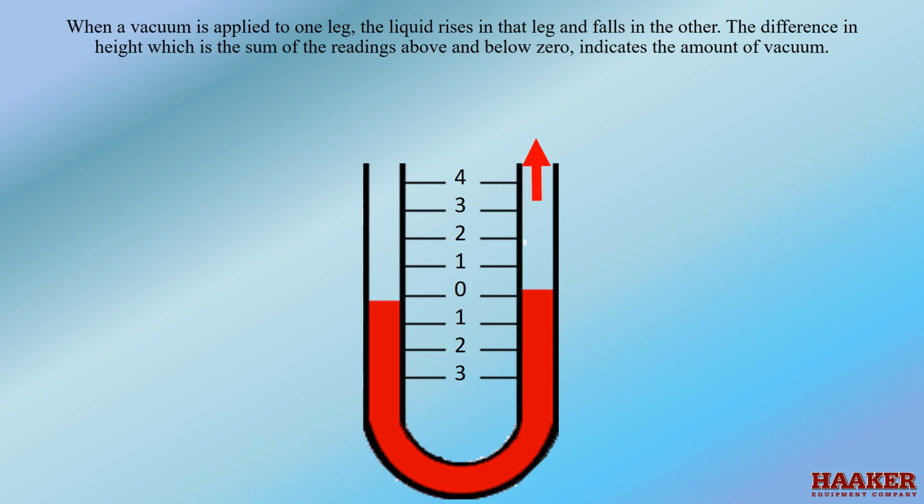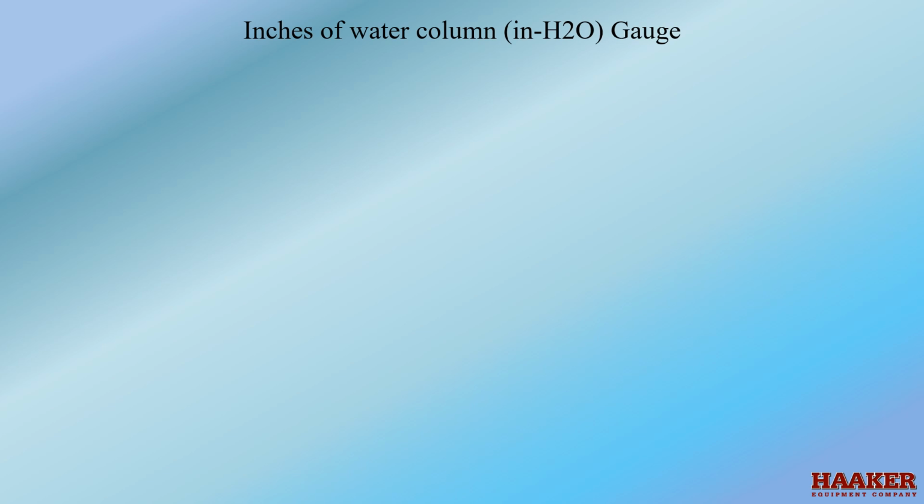When a vacuum is applied to one leg, the liquid raises in that leg and falls in the other. The difference in the height, which is the sum of the readings above and below zero, indicates the amount of vacuum. Inches of water column gauge is used to measure low strength of vacuum and pressure. It is a measurement of how high a column of water raises in a tube. Water is about 14 times lighter than mercury.